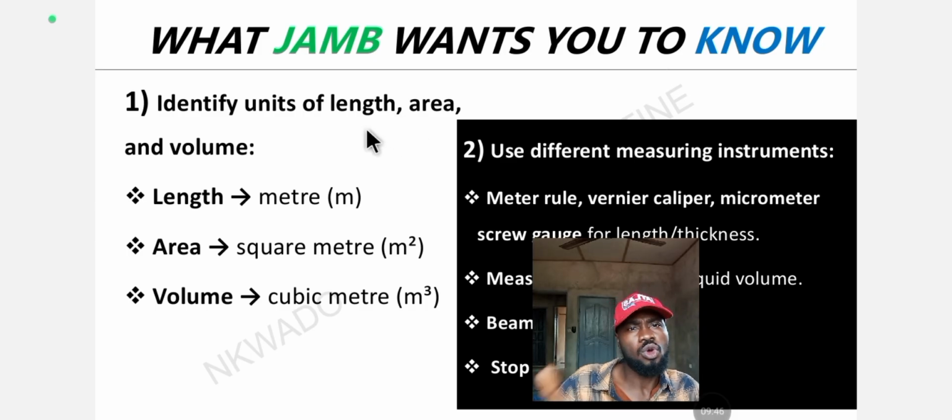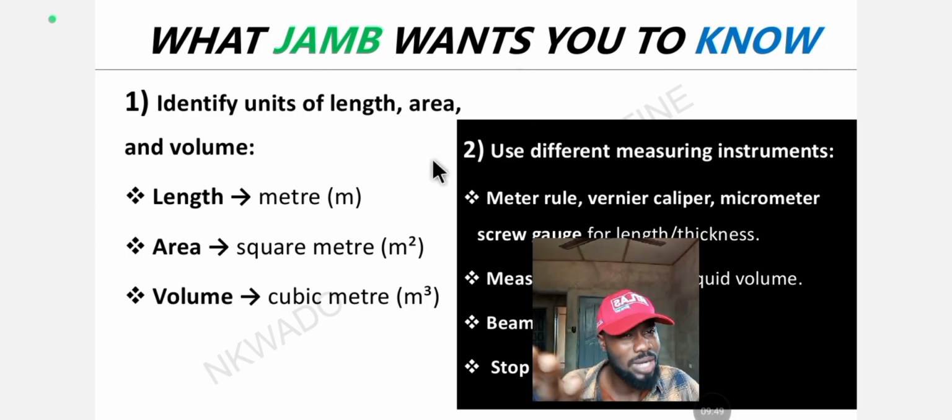So let's continue. What JAMB wants you to know, that's what we want to look at now. This is the caveat, the most important aspect of this. JAMB says you should be able to identify length, area, and volume. Length is measured in meters, area is measured in square meters, volume is measured in cubic meters. That's it.